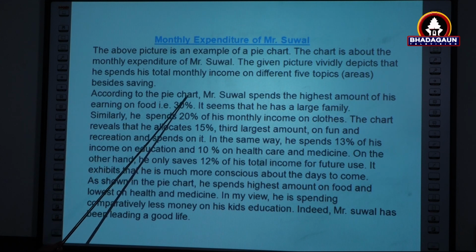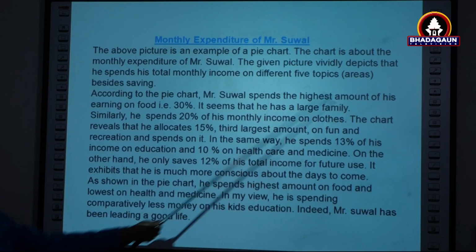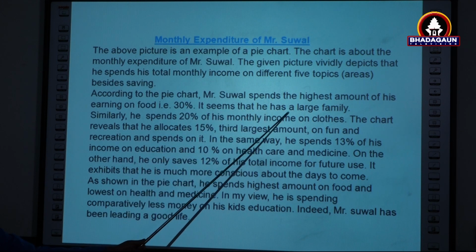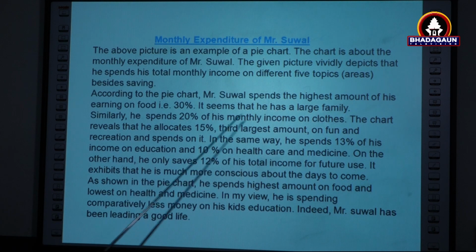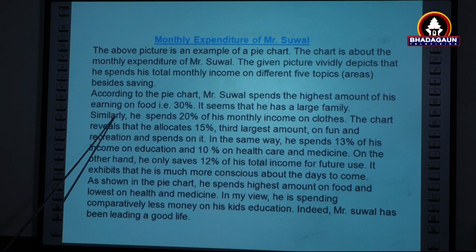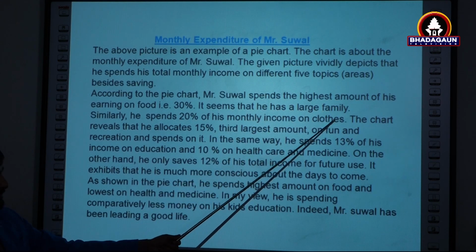Second, according to the pie chart, now we are going to make the deeper analysis based on the picture. Mr. Sual spends the highest amount of his earning on food, that is 30%, based on the picture. It seems that he has a large family, a big family. You can say it is a joint family also. Similarly, this is a cohesive device. We are linking this first idea to the second one. Similarly or likewise, on the other hand, he spends 20% of his monthly income on clothes.